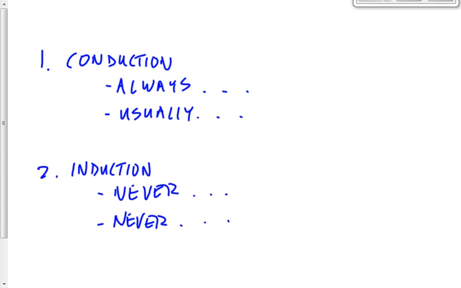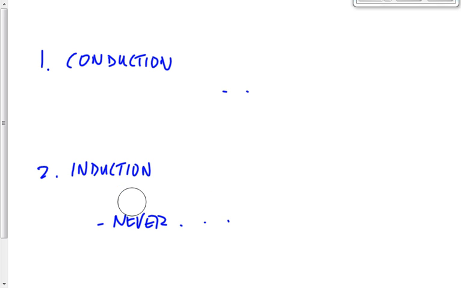Induction never involves touching. Okay? If it's touching, it's not induction. And induction never involves a charge transfer. Good. Now, there were two subcategories of conduction that we had. We talked about those a little bit already today. We had charging by contact, which we sometimes just call charging by conduction, and we had charging by friction.